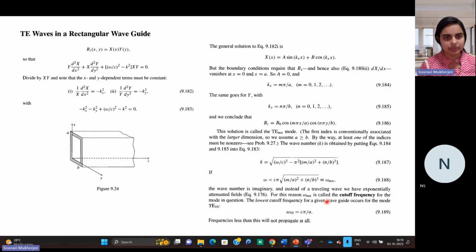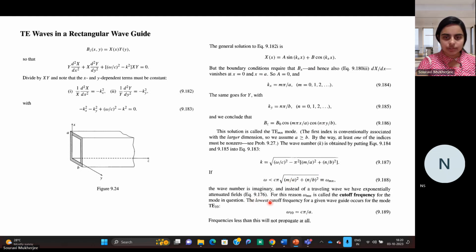So that means with time it would attenuate and die down, right? So for a traveling wave, your angular frequency omega should always be greater than this value, right? That sets the cutoff for the particular mode. For a particular TEmn mode, this is the cutoff. Below this value, it would not travel. It would die down. Above this value, it would propagate, right?